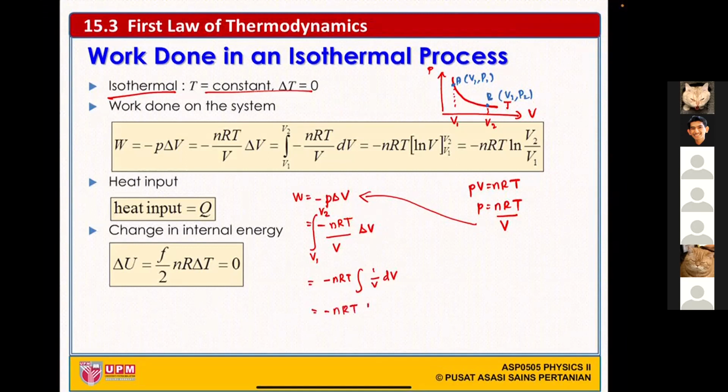So we integrate 1 over V, and we get negative nRT ln V, from V1 to V2. ln V2 minus ln V1 equals ln V2 over V1. So we get negative nRT ln V2 over V1. So the work done in an isothermal process is equal to negative nRT multiplied by ln V2 divided by V1. This means it is independent of pressure, at a constant temperature.